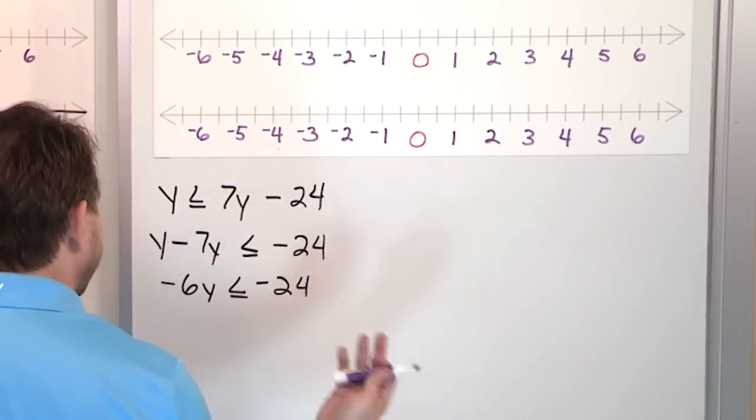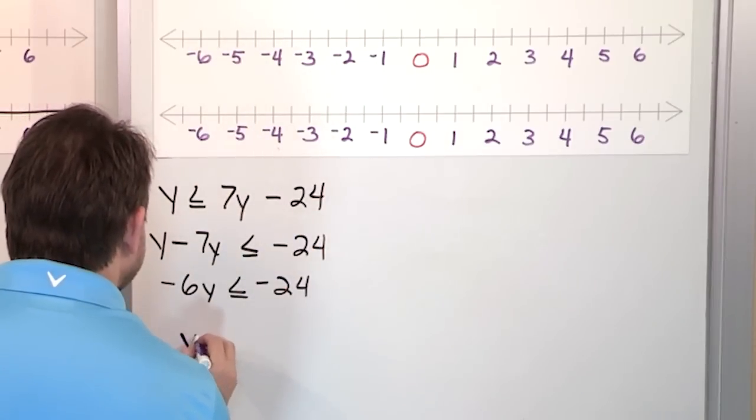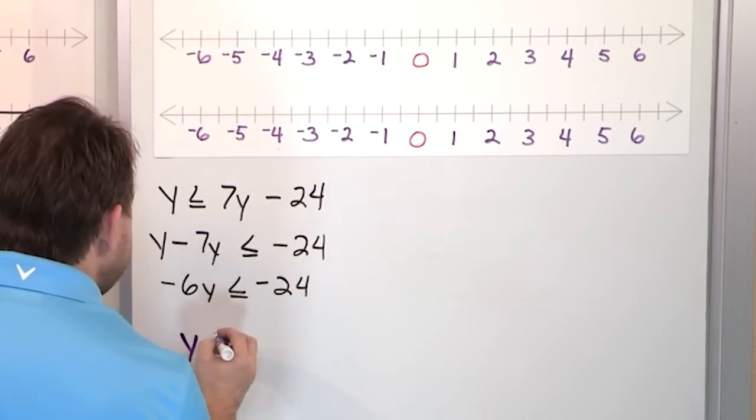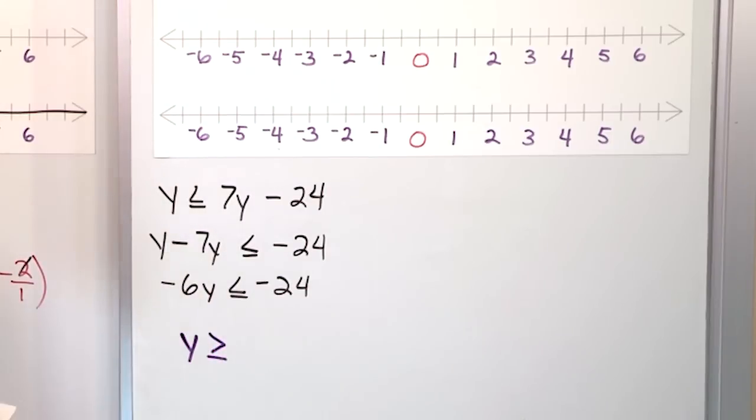To get y by itself, what do? We have to divide by a negative. Remember, divide by negative means we have to flip that sign. So when we divide by the negative 6, we'll have y by itself. This sign, at this point, flips around. Notice we have an inequality with an equal sign, so it flips the other direction.